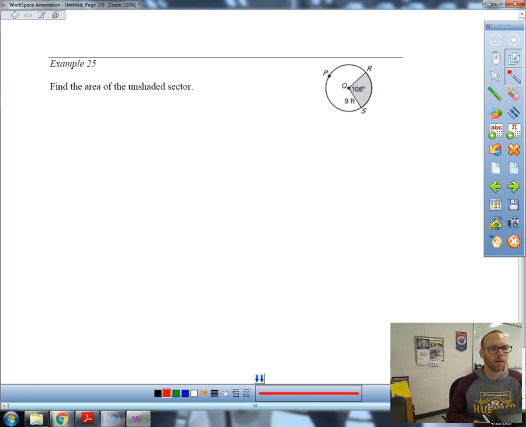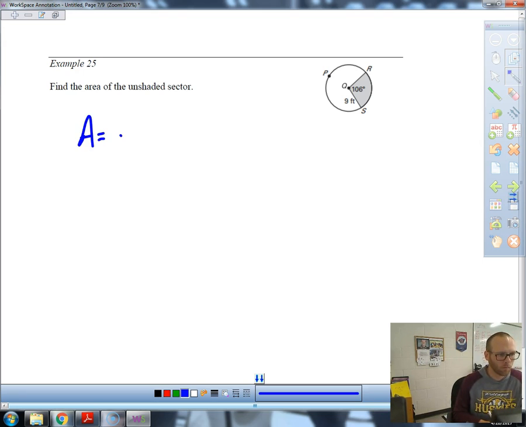Find the area of the unshaded sector. Here's the shaded sector. Where's the unshaded sector? It's all that, isn't it? That's still a sector. It's still formed by an arc and 2 radii. How do I find the area of that? Well, what's our fraction? How much of the circle do we have? Well, this was 106 out of the 360, so what would this be?